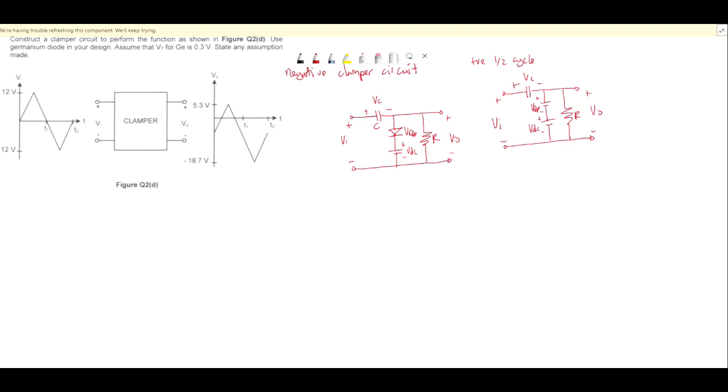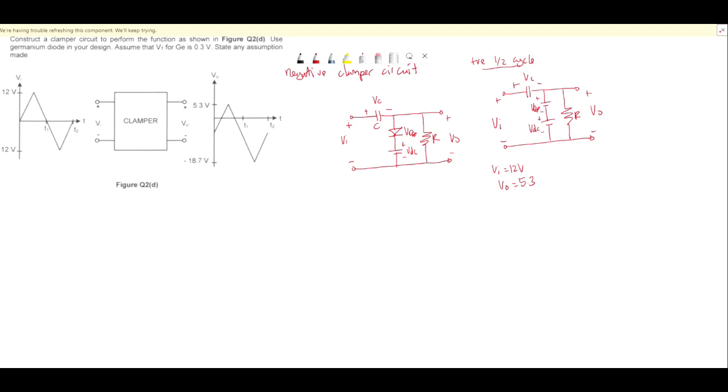Okay. Kat sini, okay, during positive half cycle, the value of VI kita boleh dapat daripada input voltage, which is, okay, from the waveform, input waveform, you can get the value for VI is equal to 12 volt. Alright, same goes to the V out. Okay, V out, okay, for the positive half cycle, you will get V out equal to 5.3 volt. Right, semua value ni kita boleh dapat daripada waveform, except for the VC and VDC. Alright.